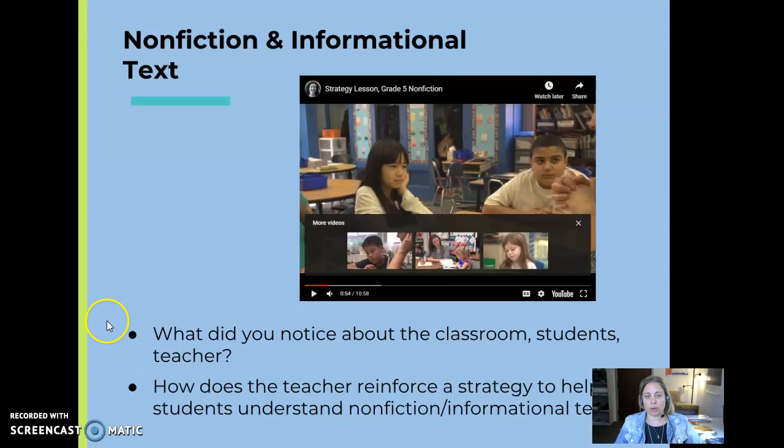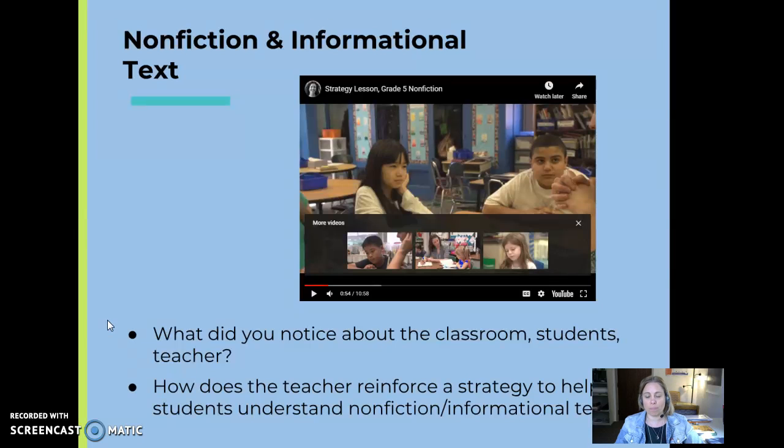So one thing I noticed about the classroom and the teacher was she was very specific. She was very on point with her teaching point. She stated in the beginning why they were there in the group. She sent them off to work on their own individual texts. She checked in with them. She asked them questions to make sure that they were really practicing the strategy. And then when they came back together, they had to share with her how they had used the strategy.